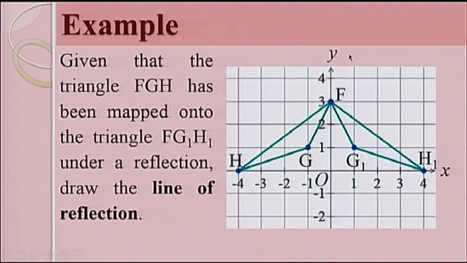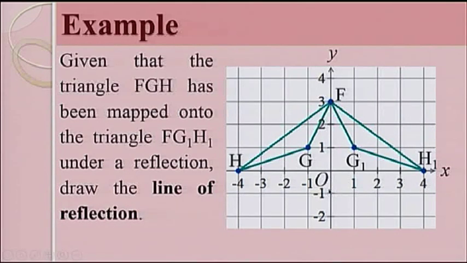We move on to another example. Now, given the triangle FGH, right, it has been mapped onto FG1H1. Now you are asked to draw the line of reflection. Remember, we said that in the earlier videos. The point F, right, it has not moved, okay? If it has not moved, what does it mean? It means that F lies on the invariant line, that is the reflection line, okay? So let's check whether that's really the case.